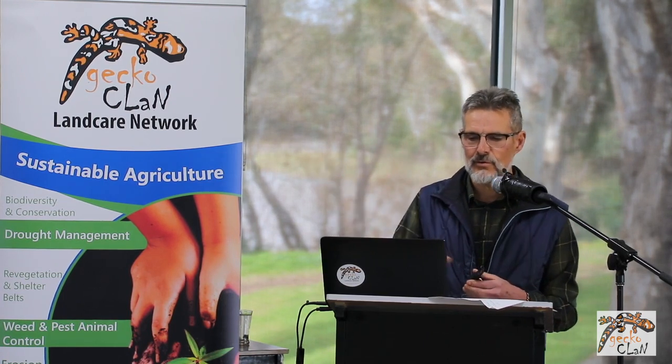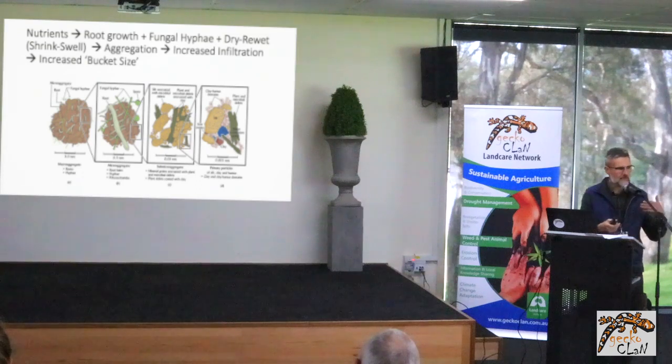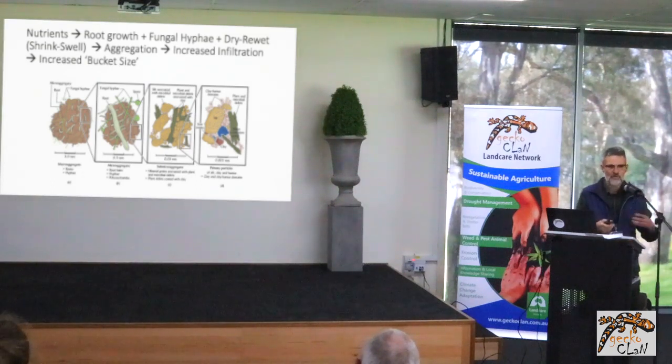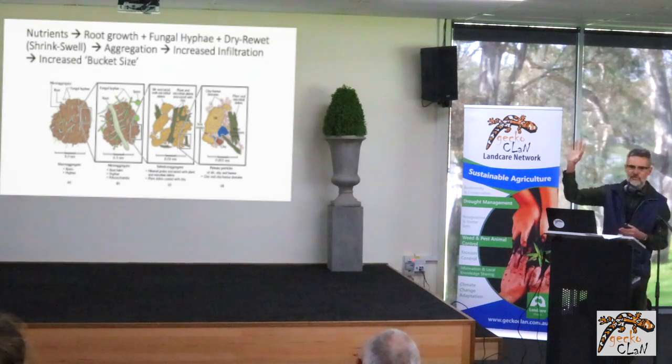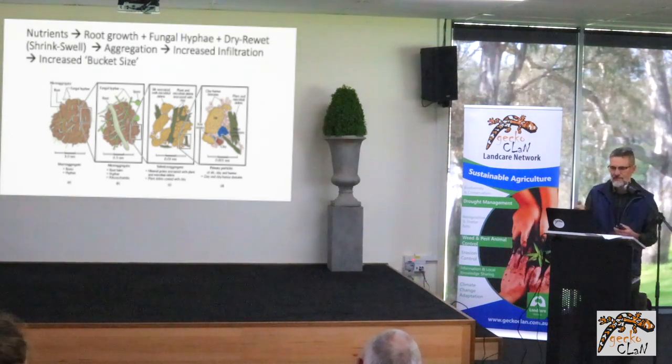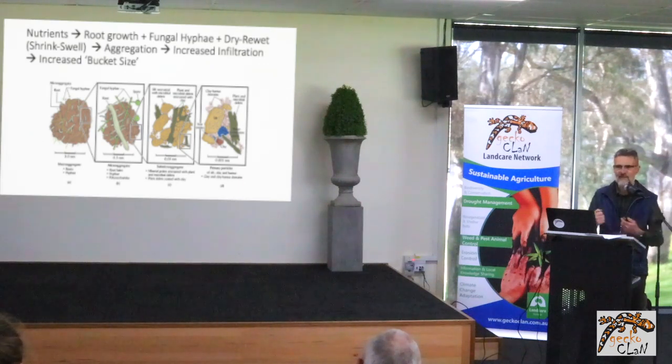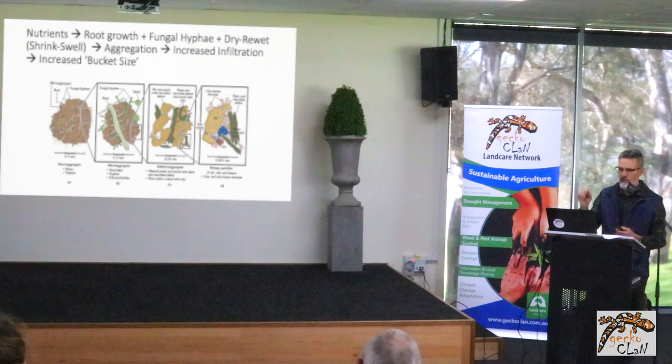The aggregation is biological, physical and chemical processes all working together. A lot of subsoils are wet. Once you're getting that root growth, it's pulling out that water and transpiring it up through the leaves. So that helps dry the profile out, and you're getting that shrink-swell, which helps form aggregates. And once you're getting aggregates forming, you're getting better infiltration and the increased bucket size again.